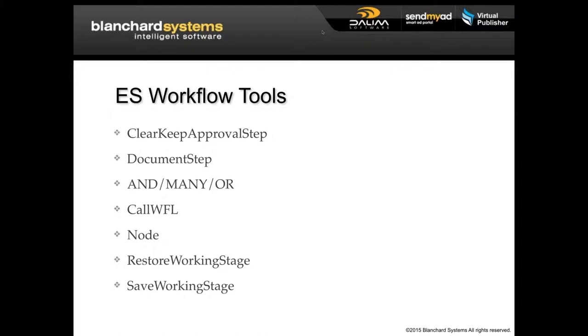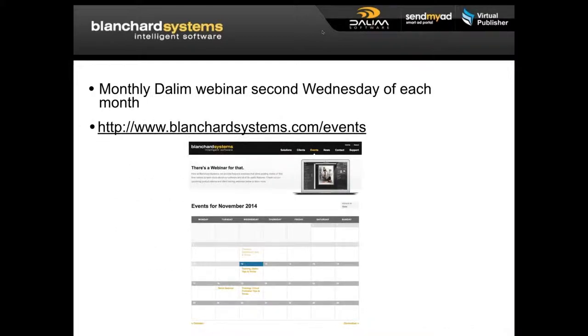What we're going to try to cover today, and hopefully I can do this justice, is some of the tools inside building ES workflows. I've focused on some of the more obscure or least used options that I think can be quite useful, including ClearKeepApprovalState, document step, the and, many, or functions, call WIFL, the node tool, and some specific functions of the node tool that make it a little more interesting, and then the save and restore working stage functionality. So that's what we hope to cover today.